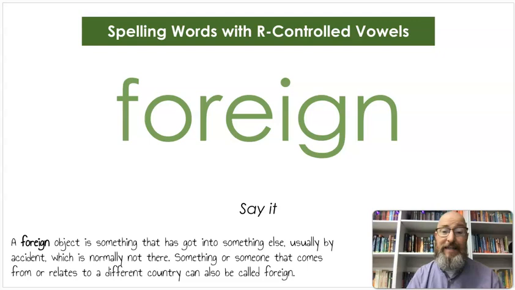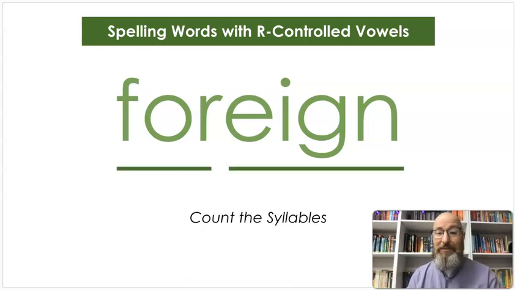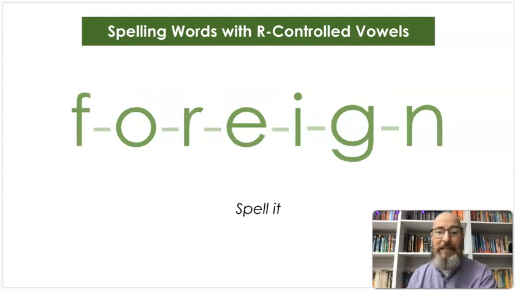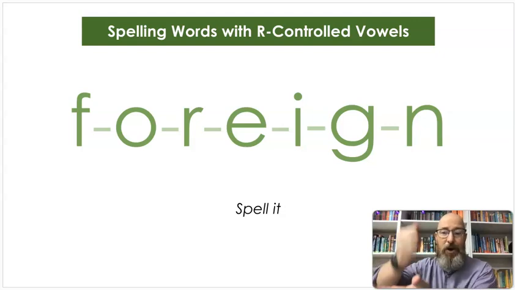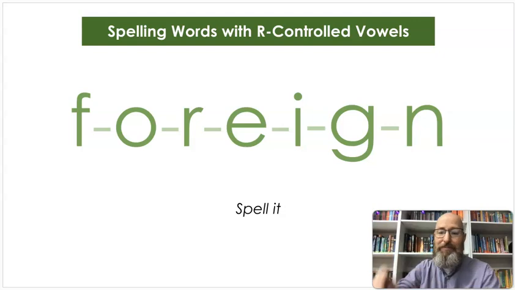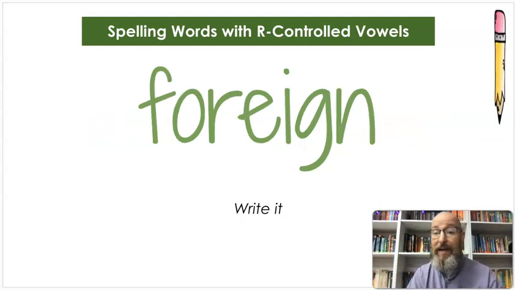A foreign object is something that has gotten into something else, usually by an accident, which is not normally there. Something or someone that comes from or relates to a different country could also be called foreign. Let's count the syllables. Foreign. Foreign. Let's spell it. F-O-R-E-I-G-N. Foreign. And let's write it.